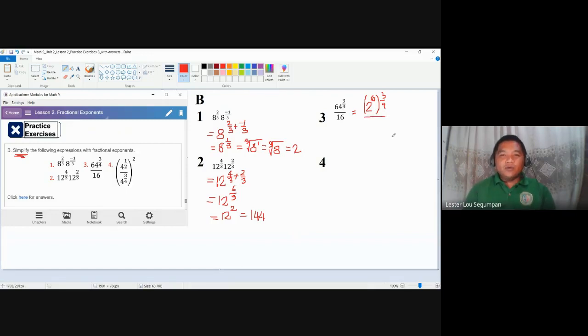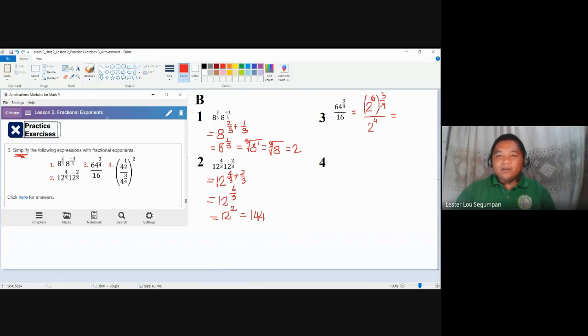Since we use 2 as base for 64, let us also use 2 as base for 16, because 16 is 2 times 2, 4, times 2, 8, times 2, 16. So there are four 2's to get 16. In short, 16 can be written as 2 to the power of 4. Now we have the same bases, but first apply the power rule in the numerator.